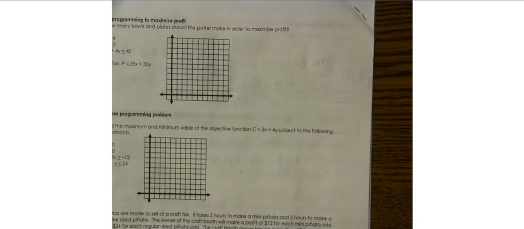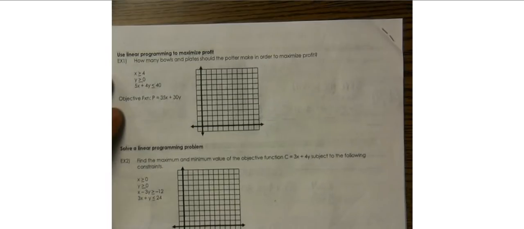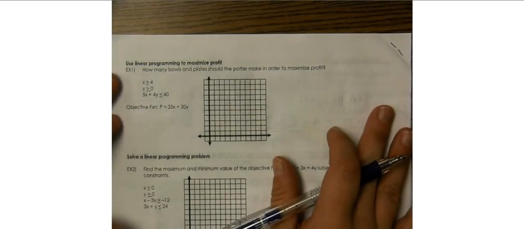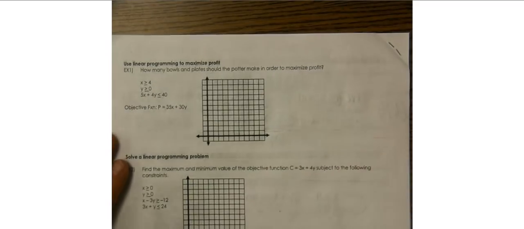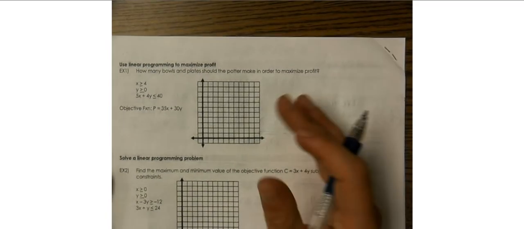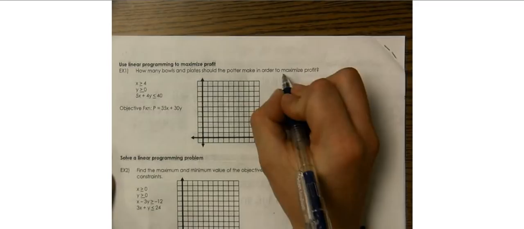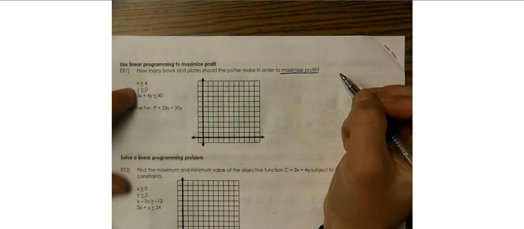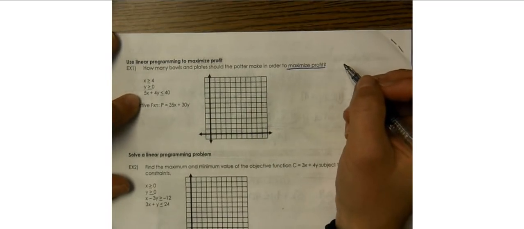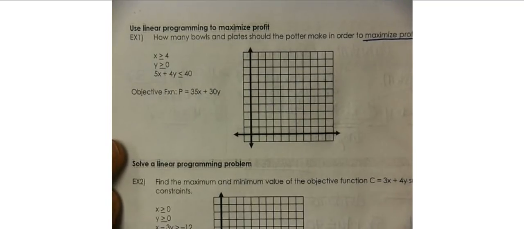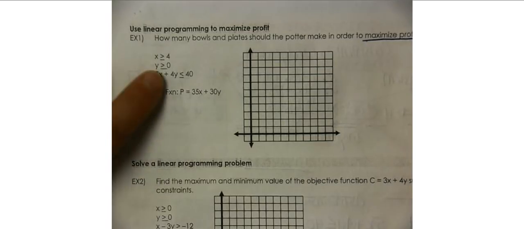All right, in example number 1, we're going to continue with this problem. It says, how many bowls and how many plates should the potter make in order to maximize profit? So we have the constraints that we had on page 1. Our constraints were x needs to be greater than or equal to 4, y is greater than or equal to 0, and 5x plus 4y needs to be less than or equal to 40.